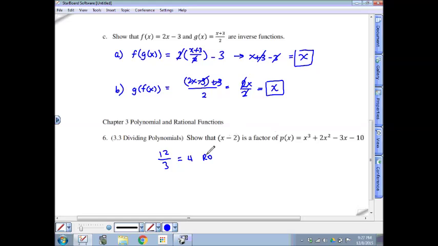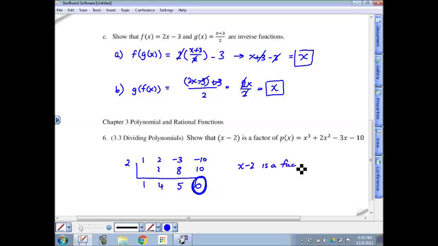And that's the same thing we have to do here. We have to do the division and show that there's a remainder of 0. If there's a remainder of 0, that proves that whatever you were dividing by is a factor. So, since we're dividing by x minus 2, which is a degree 1 polynomial, we can use synthetic division. The key here is that we get a remainder of 0. So x minus 2 is a factor.